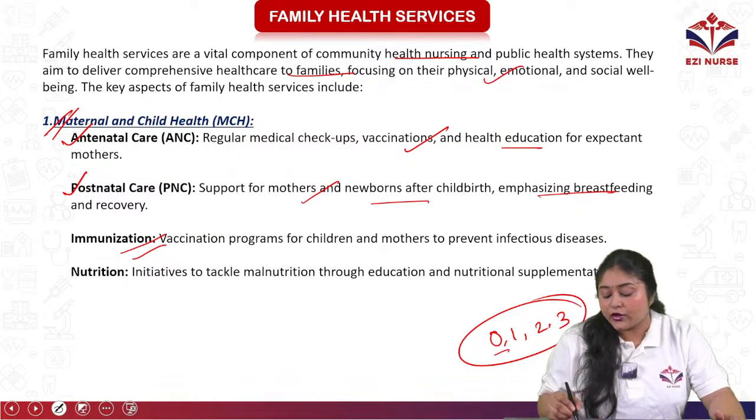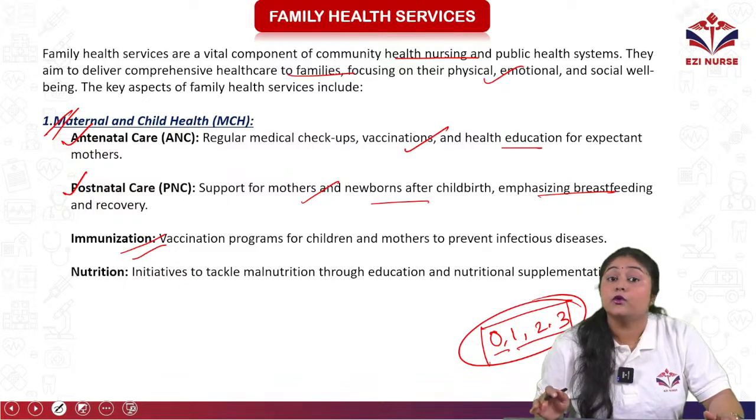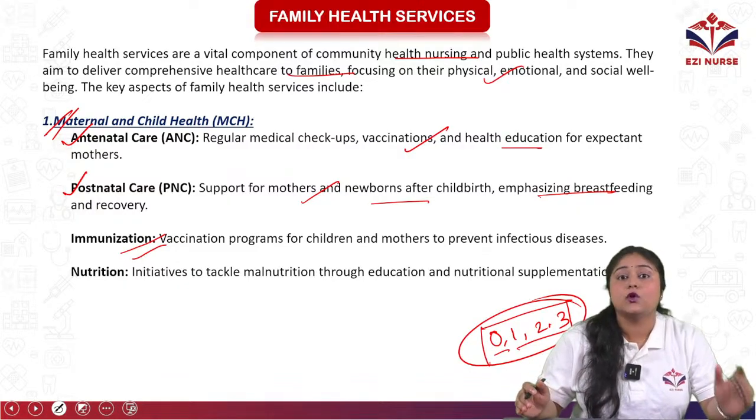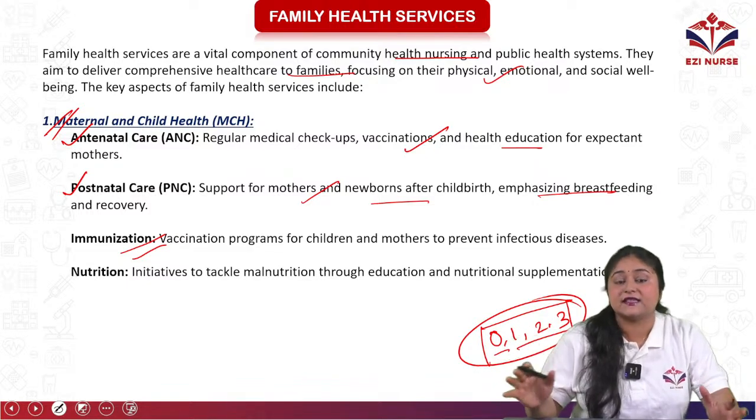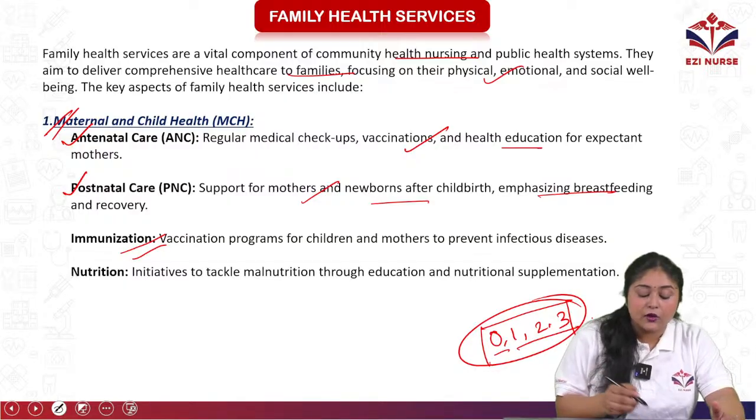So if we provide 4 doses of the OPV, the oral polio vaccine, to the newborn baby, we can prevent polio, a disease targeted for eradication, in these newborn babies. So now come to nutrition.